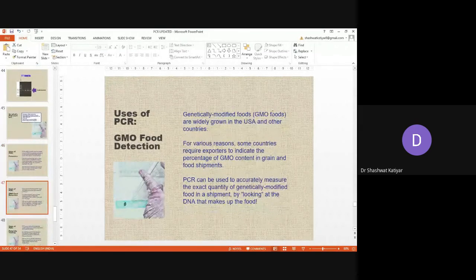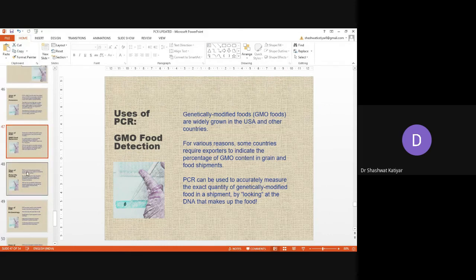Then genetically modified (GMO) food detection. GMO is widely grown in the USA and other countries, and for various reasons, some countries require exporters to indicate the percentage of GMO in their grain and any type of food shipment. So PCR can be used to detect the exact quantity of genetically modified food in a shipment by looking at the DNA that makes up the food. So it can also be utilized in that.